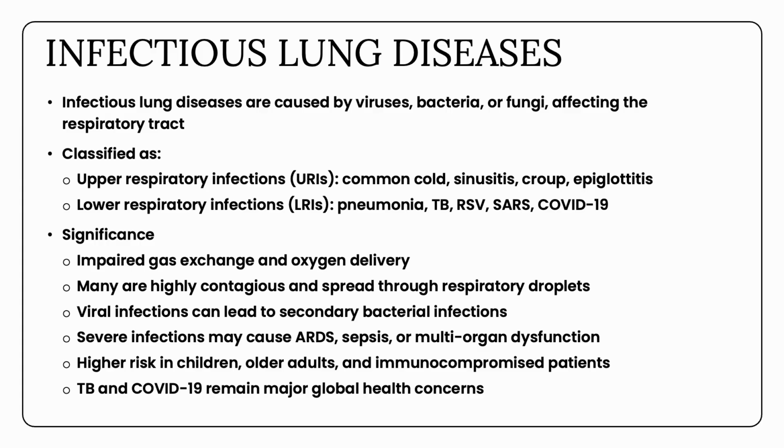Viral infections can also damage the respiratory tract mucosa and weaken the ciliary escalator, increasing the risk for secondary bacterial infections. In severe cases, these infections can progress to acute respiratory distress syndrome, sepsis, or multi-organ dysfunction. These diseases are especially dangerous for young children, older adults, and immunocompromised patients.